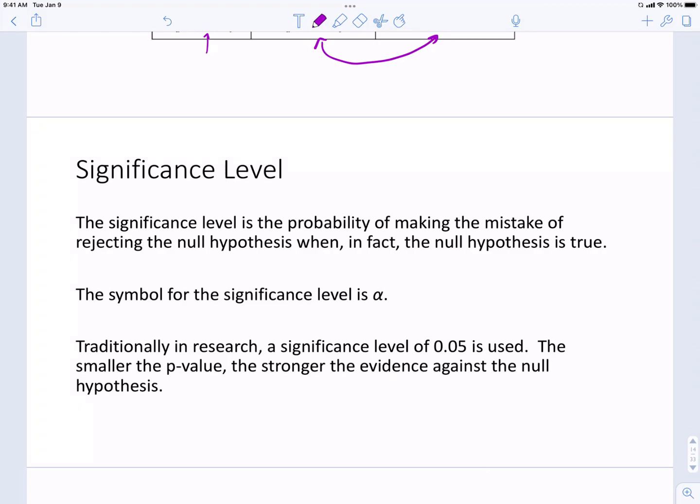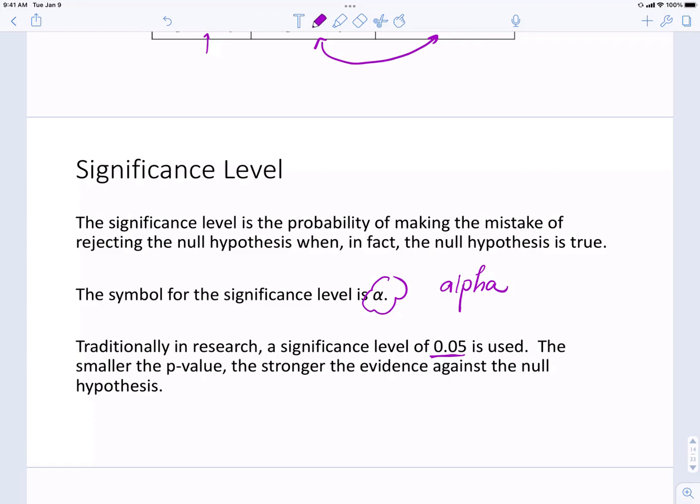In every hypothesis test, there's something called a significance level. The significance level is the probability of making the mistake of rejecting the null hypothesis when in fact the null hypothesis is true. The symbol for the significance level is called alpha. In the Greek alphabet, it's a lowercase a. Traditionally in research, a significance level of 0.05 is used. So that's usually the alpha that you'll see in most research studies. The smaller the p-value, the stronger the evidence against the null hypothesis.